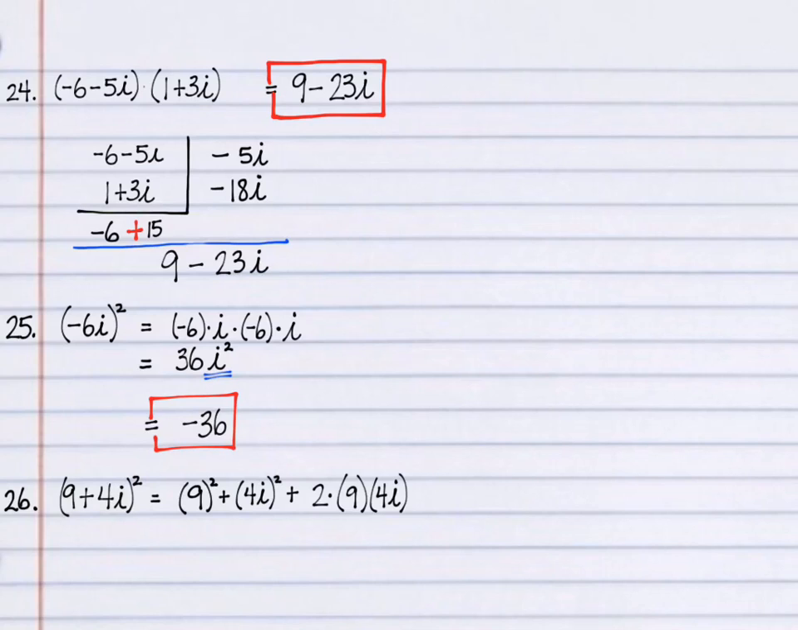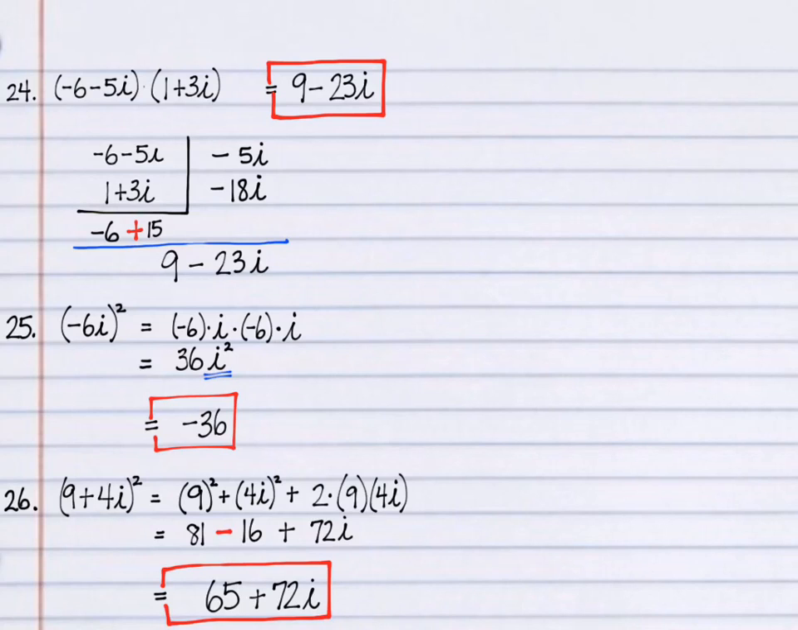9 plus 4i squared, we could do the stacking method, but remember we learned in binomials that when you have a binomial squared, and that's essentially what a complex number is, a binomial, you get the first one squared, you get the last one squared, and you get twice their product. So don't forget that you can use the same patterns we learned for binomials with these complex numbers. And when you simplify those out and collect like terms, you have the answer of 65 plus 72i.